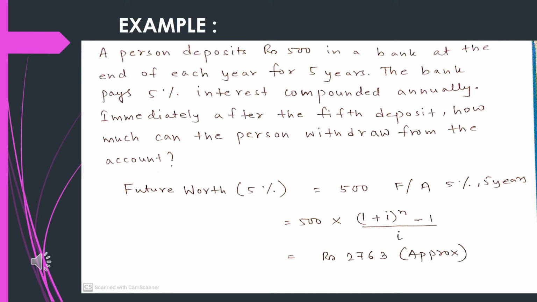In this example, we take into account that a person deposits rupees 500 in a bank at the end of each year for 5 continuous years. The bank pays 5% interest compounded annually on the deposits. Immediately after the 5th deposit, how much can the person withdraw from the account?